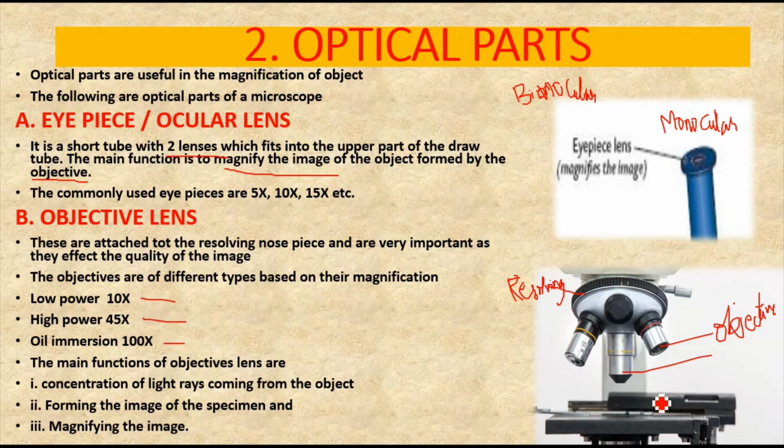The main function of these objective lenses is obviously magnifying power. The second is forming the image of the specimen, and not only that, concentrating the light rays coming from the object. Whatever light comes from the specimen, which we also call the object, is concentrated by these lenses, which then form the image of the specimen. After forming it, they magnify the image, which is further magnified by the eyepiece, or ocular lens. The eyepiece is also called the ocular lens.